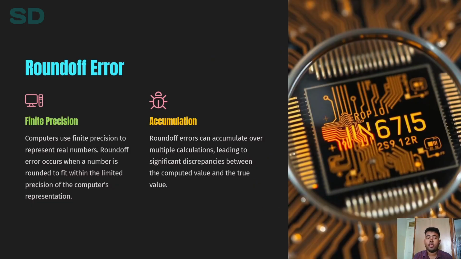Round-off error. Finite precision. Computers use finite precision to represent real numbers. Round-off error occurs when a number is rounded to fit within the limited precision of the computer's representation. Accumulation. Round-off errors can accumulate over multiple calculations, leading to significant discrepancies between the computed value and the true value.